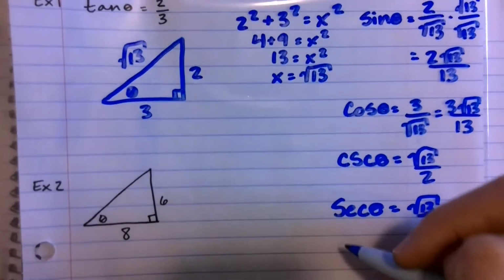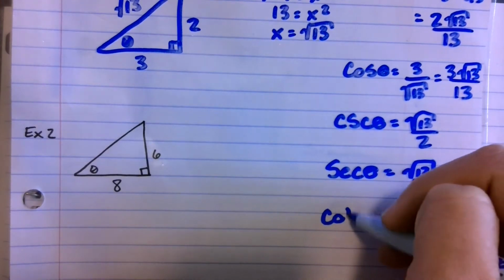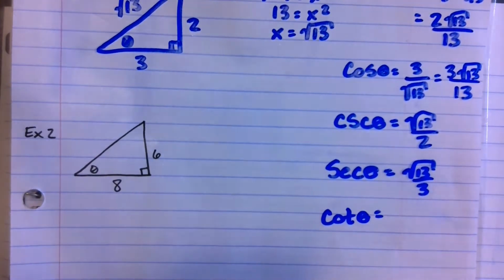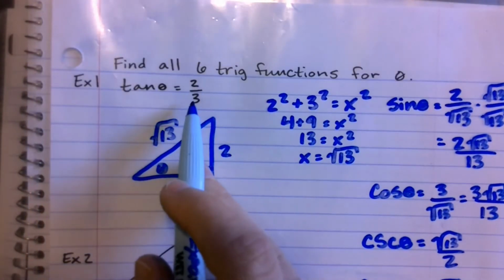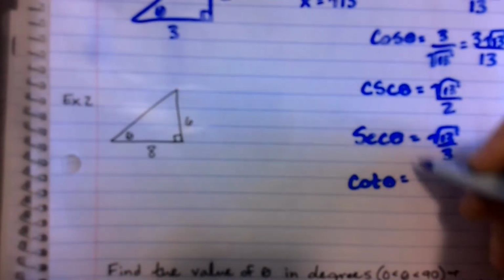And then my last one for cotangent, I'm going back to what I was originally told, that tangent was 2/3, so that means that my cotangent is going to be 3/2.